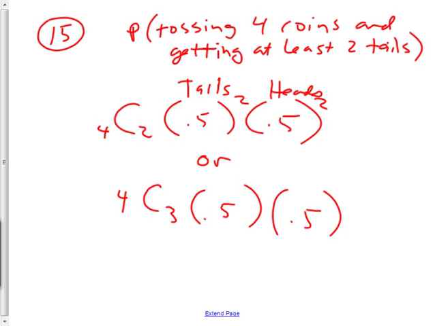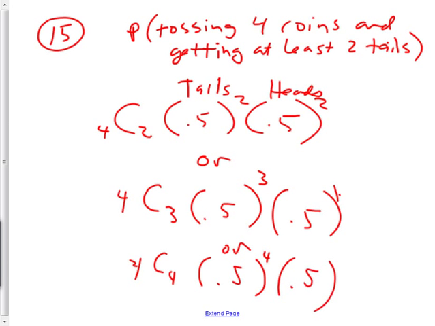This is pretty easy. Do you know what to put here and here then? 3 tails and 1 heads. You get what's happening there? Or what else would make me happy if I got 4 choose 4? I got all 4 of them were tails. 0.5 to the 4, and this 0.5 is to the 0, which really means you don't even need to do this part because that would just equal 1.